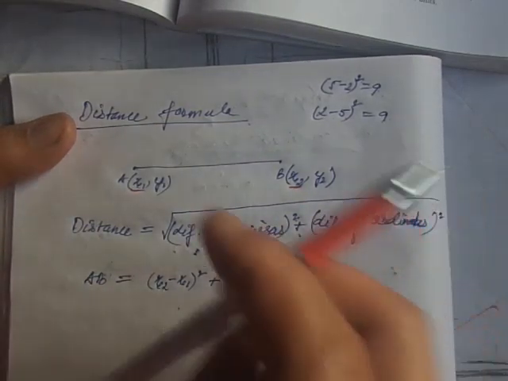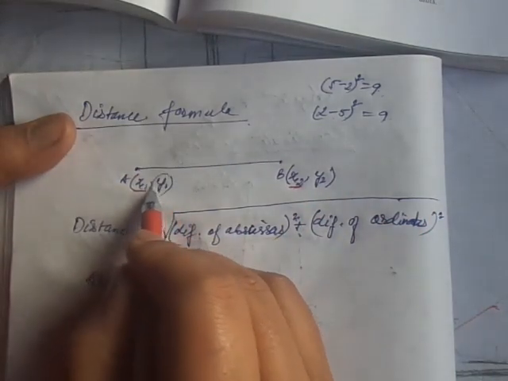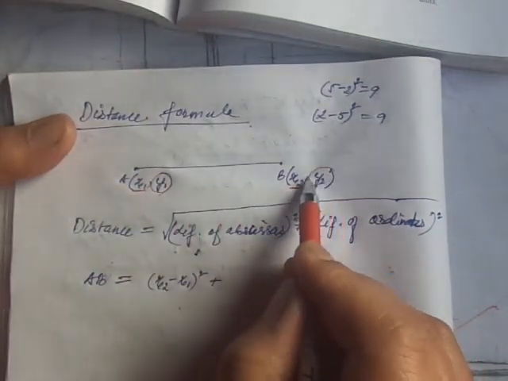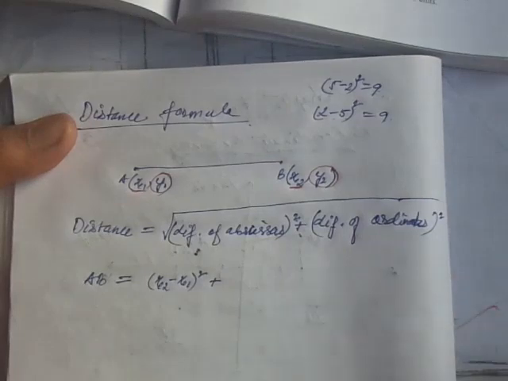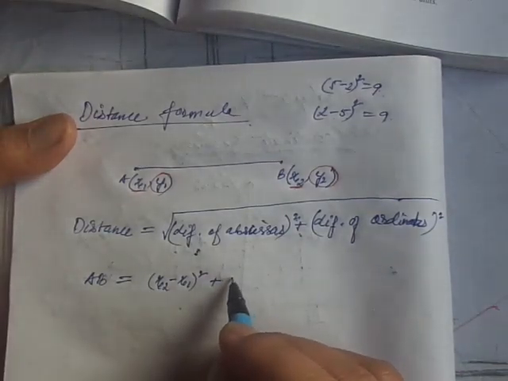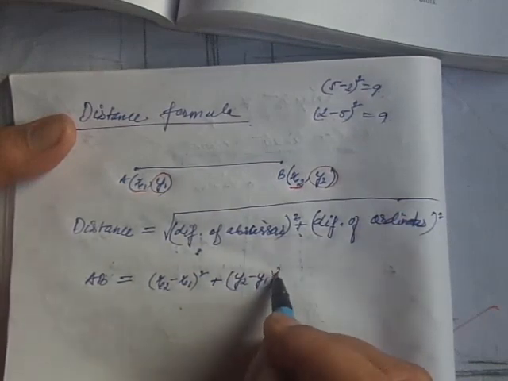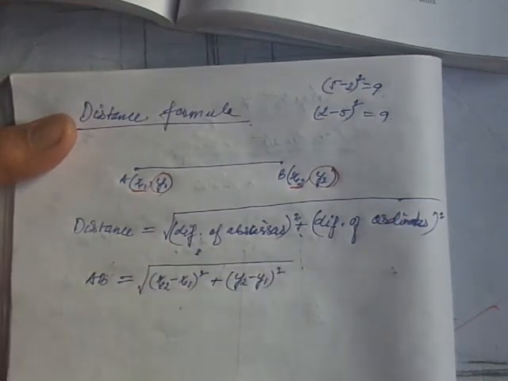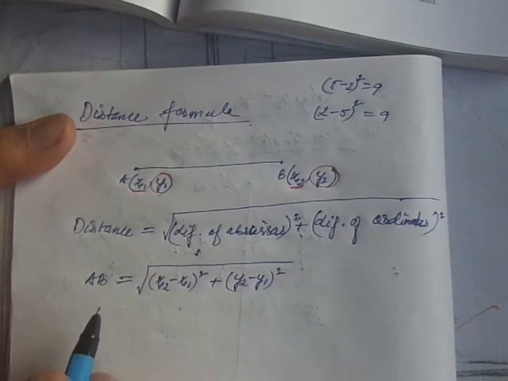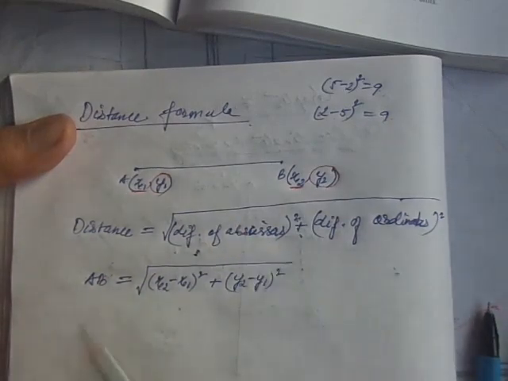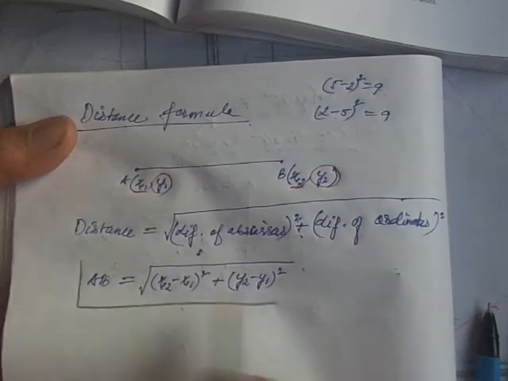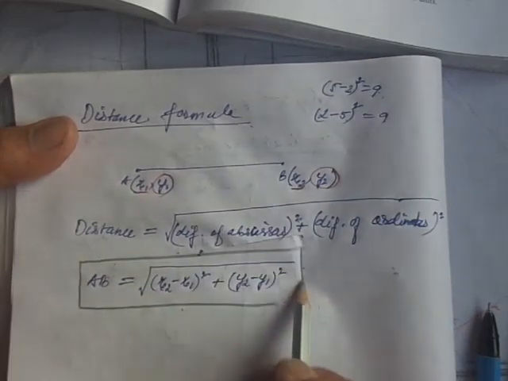So what is the ordinate here? The ordinate here is y1. What is the ordinate here? Ordinate is y2. So the difference, we have to subtract here also. Let me write y2 minus y1 whole square. Then we put the square root. So this is the distance formula. When we say distance formula, this one we call distance formula. By using this, we'll be finding distance.